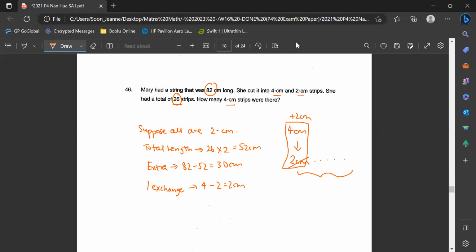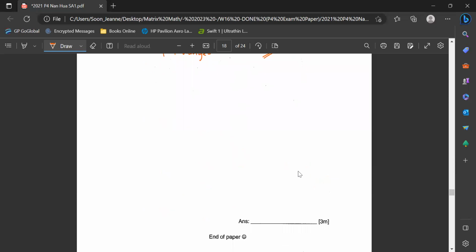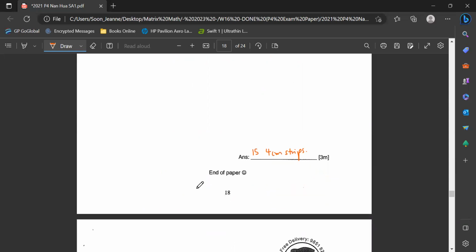Okay, so if I want to have an additional 30 cm, how many exchanges can I make? So for the number of exchanges, you have to divide. So 30 divided by 2 equals 15. This will be the 4 cm strips because you exchange 2 cm for 4 cm. So this is your answer. So your answer is actually 15 4 cm strips. Okay? Okay, this is the end of the paper. Okay, thank you very much.